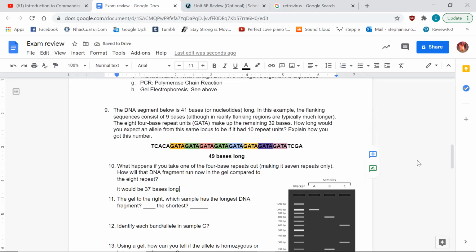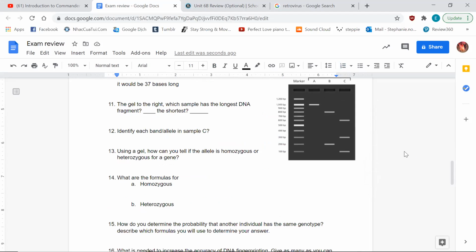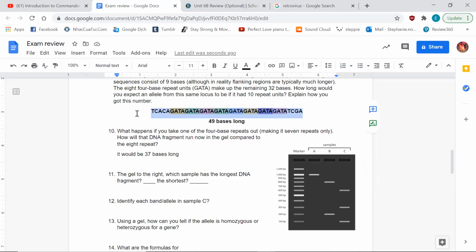Now, why is this important? It's also the answer to the second half. How long will the DNA fragment run now compared to the 8 repeat? This is a BP, it's how large the thing is. If it's bigger in how many bases long it is, it's going to run slower. So since the new one for 10 units is going to be 49 bases long, it's not going to go as far as the one that's 37 bases long. So here, it would actually go further.